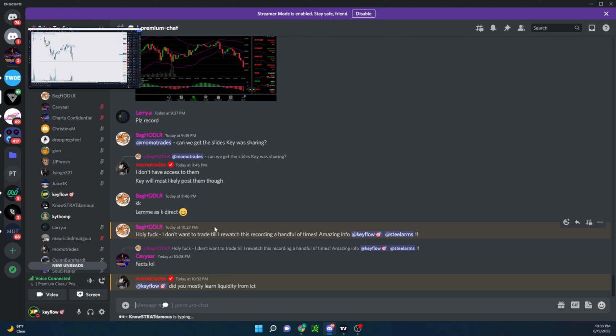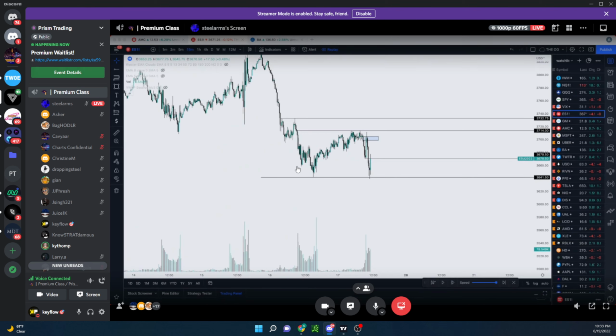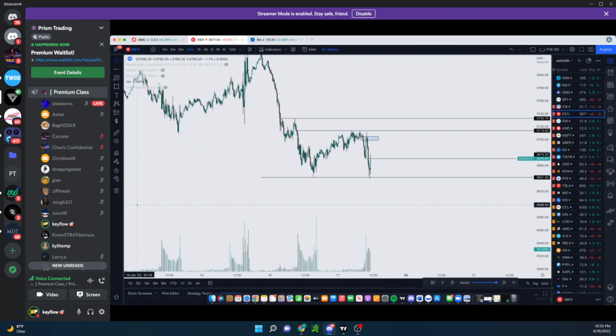I do look at ES over SPY because of the overnight session. In the intraday session, they're both the same thing, but SPY doesn't have an entire overnight session like the one you see on Steel's screen right now. You have a full overnight set. Right now, futures are open, so you can see the overnight session and what's going on.